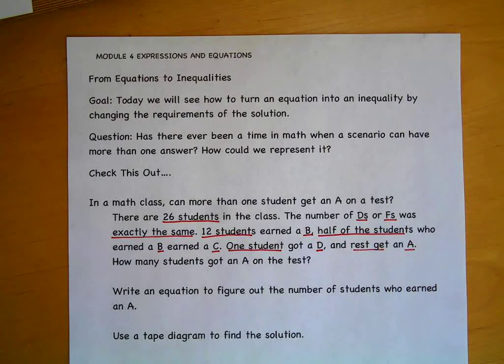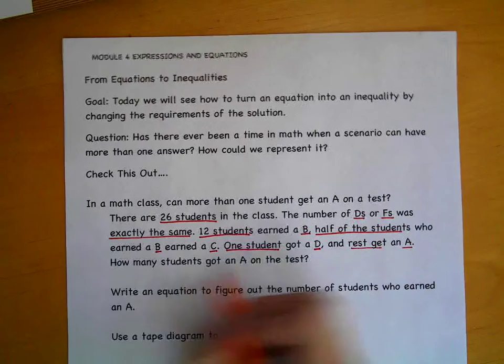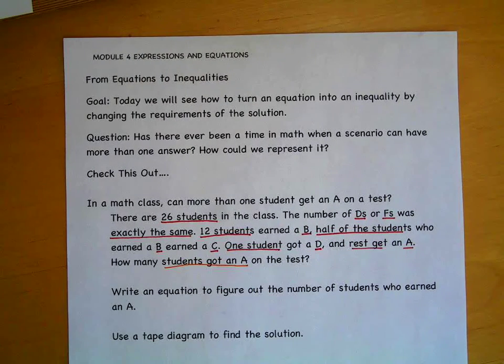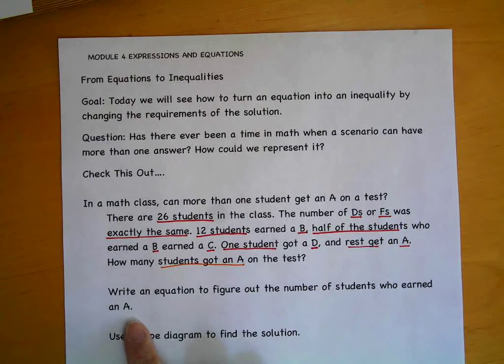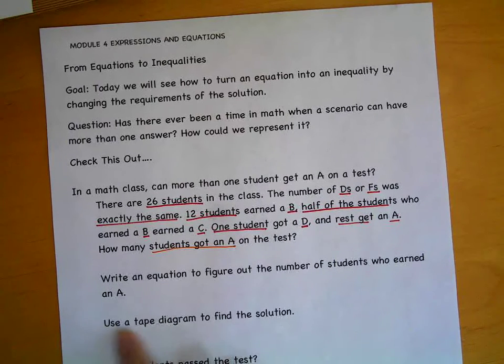Okay, so we found the quantities, right? 26 in the class, D's and F's are equal, 12 students got a B, half of 12 got a C, one student got a D, and the rest got an A. How many students got an A? So what we're looking for in this story is the number of students who got an A on the test. The first thing it says to do is write an equation to figure out the number of students who earned an A. The second thing it says is use a tape diagram to find the solution.